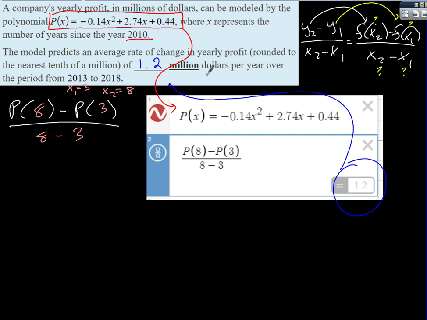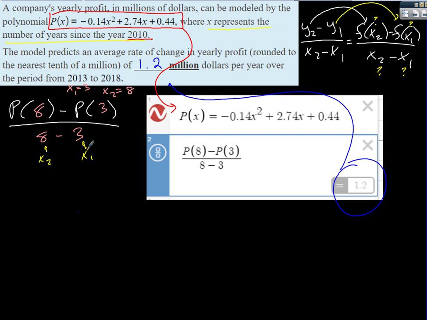So once again, we're making a prediction based on the year. Well, x represents the number of years since the year 2010, right? And so 2013 is 3 years, would be x equals 3. 2018 would be x equals 8. Well, x1 would be the earliest year, and x2 would be the latest year. So x1 is 3 and x2 is 8, right? We got it. So instead of y2, we've got p of 8, because x2 is 8. Instead of y1, we've got p of 3, because x1 is 3, right?